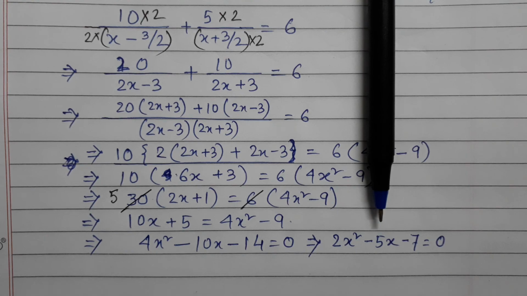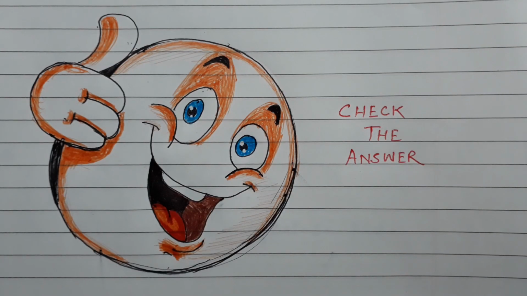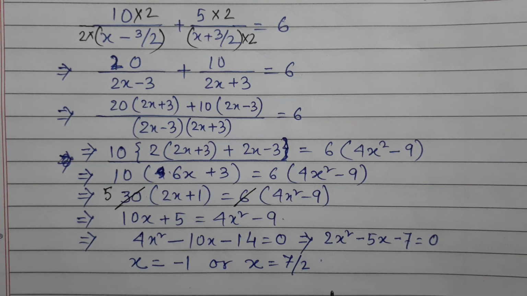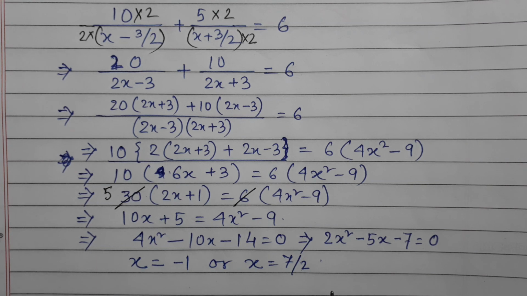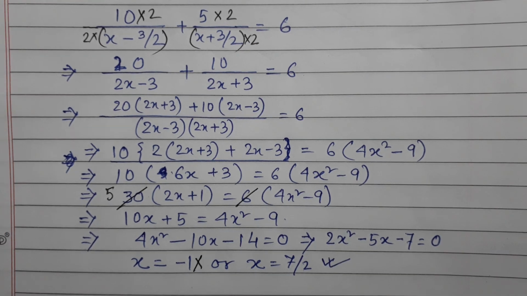Now you solve this equation, but before that pause the video first. Now I hope you have done it. Let's check the answer. The answer is x equals minus 1 or x equals 7 by 2. But we will not consider x equals minus 1 since speed cannot be negative. So the speed of the boat in still water is 7 by 2 km per hour.